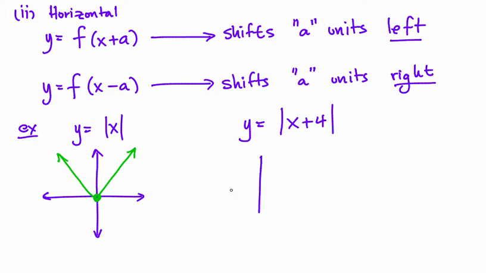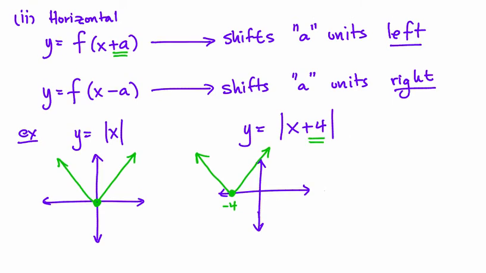So you end up getting a new graph that looks like the V is now over here at negative 4, and it goes over 1 and up 1 from there. So everything moves left 4. The incredible thing about this is it works for all functions. It doesn't matter whether or not we know the equations.